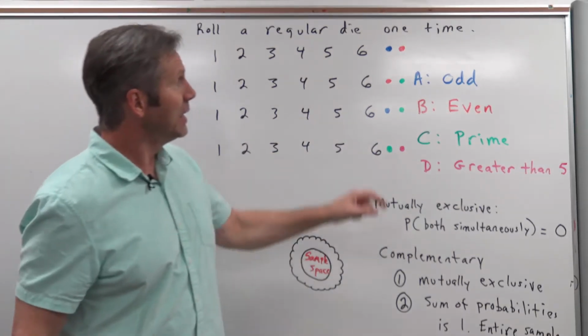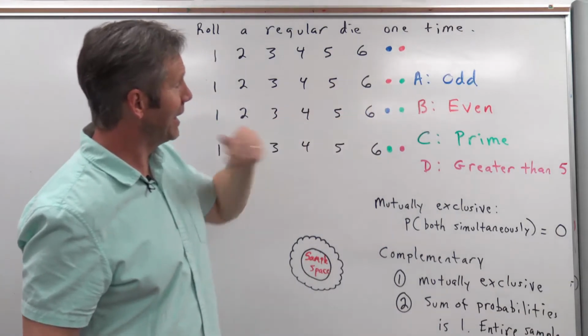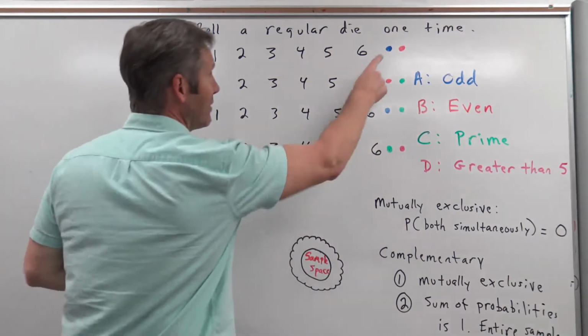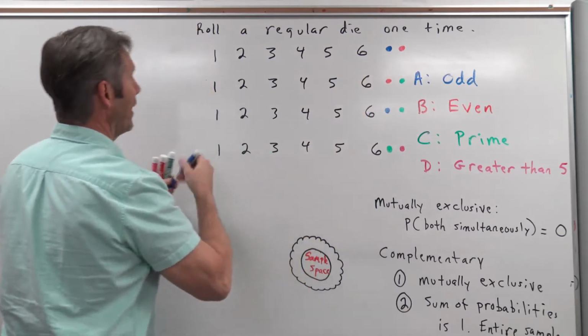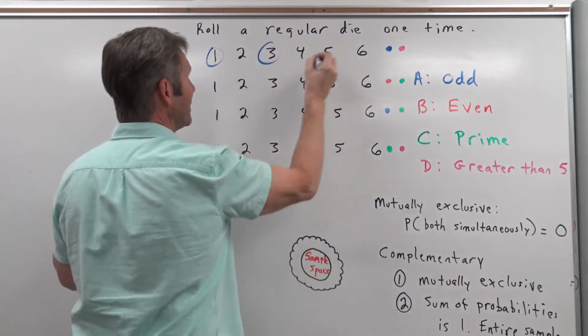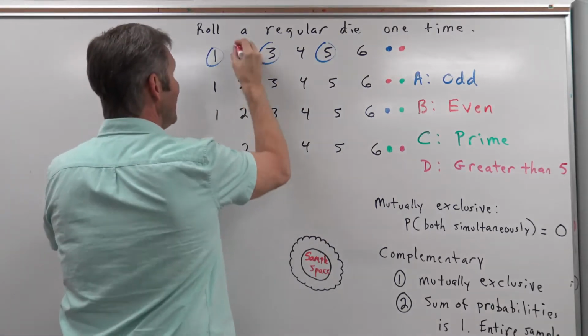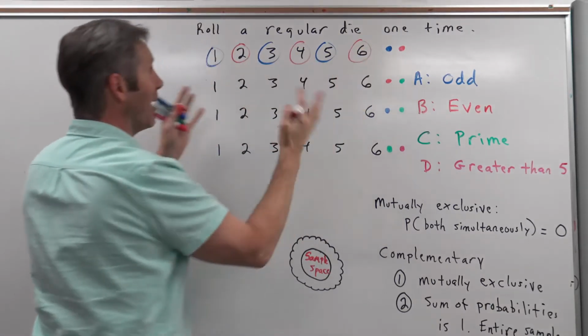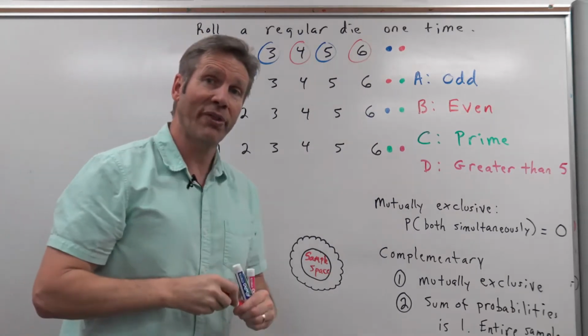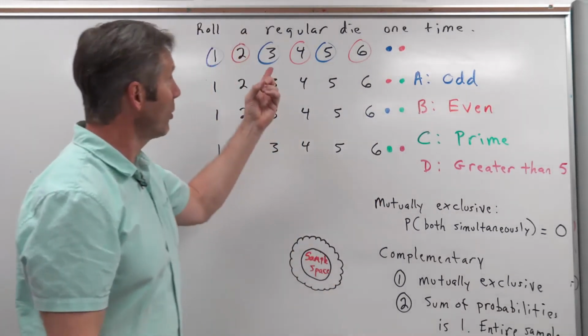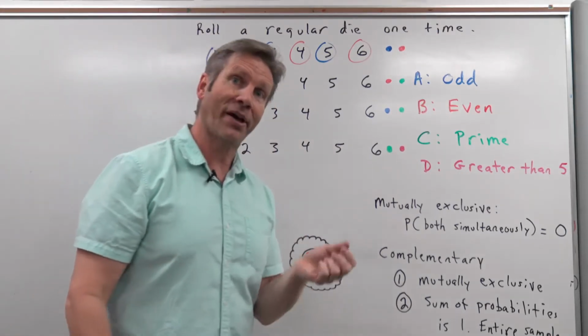At any rate, look at this, A and B. If we look at event A, which is all the odd numbers, and then all the even numbers, together they have no intersection. So these two sets are said to be mutually exclusive. There is no number that at the same time is odd and even.